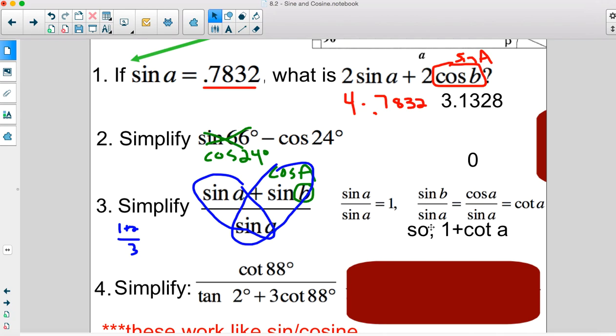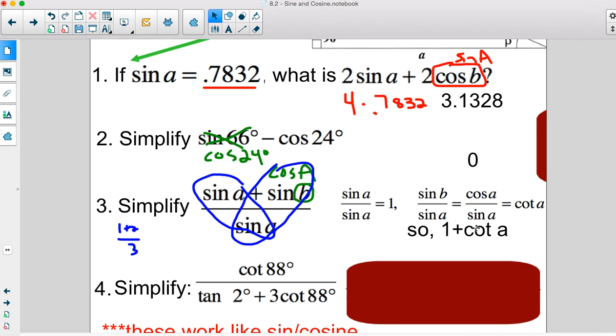Which could also, if you change these to B's, you would have gotten 1 plus tangent of B, which is the same thing as 1 plus cotangent of A, the exact same thing, right? Tangent and cotangent are also complementary, just like sine and cosine, just like secant and cosecant.